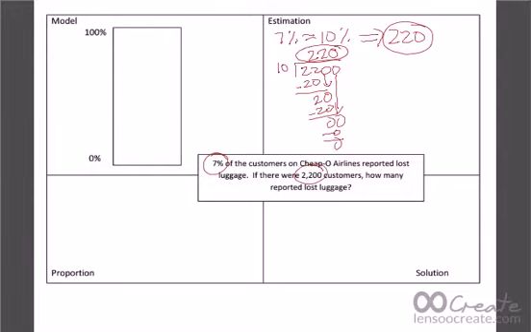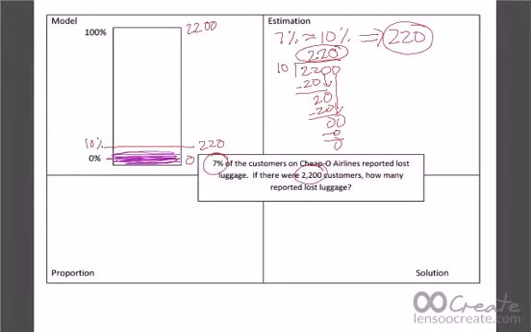If I get an answer bigger than 220, I know my answer is not reasonable, and so therefore I need to try again. All right. So let's start with my percent part. 0% is 0. 100% is 2,200. And I already know that 10% is 220. All right. But I really only want 7%. So I want a line down here. I want this much.